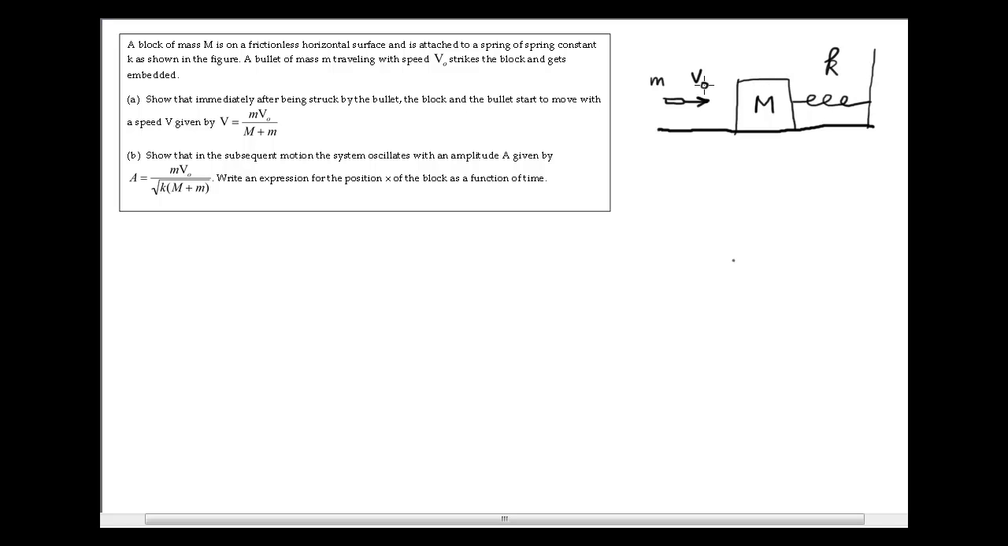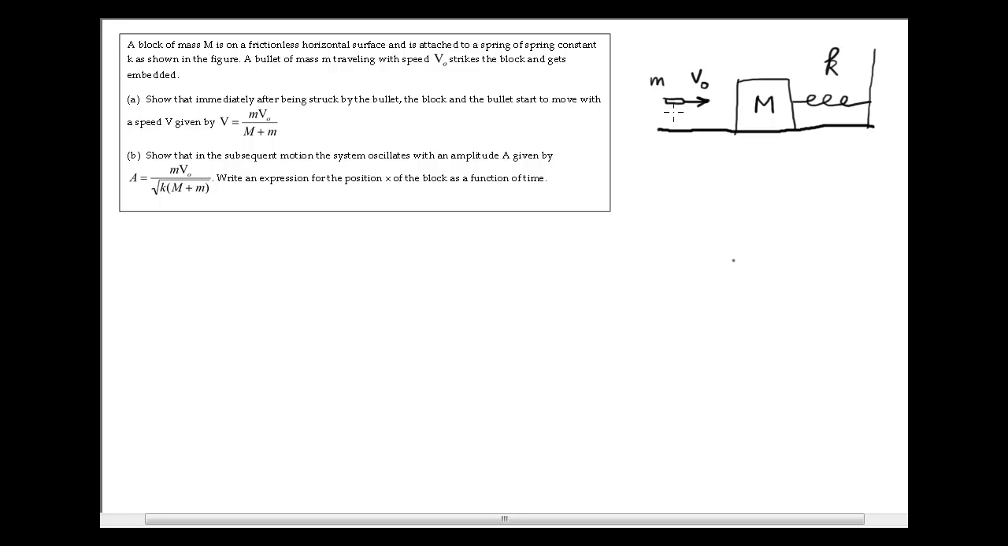So, this problem involves a collision. And you probably should remember what kind of a collision this is: when two objects collide and stick together, and therefore travel together after the collision. That's called a perfectly inelastic collision. And in order to find the speed of the block and the bullet immediately after the collision, we have to use the principle of conservation of momentum.